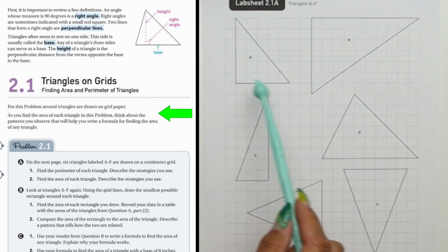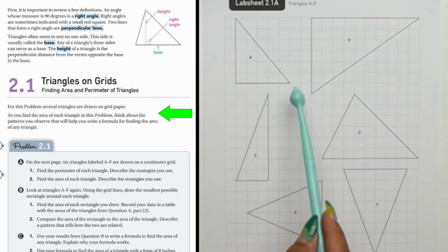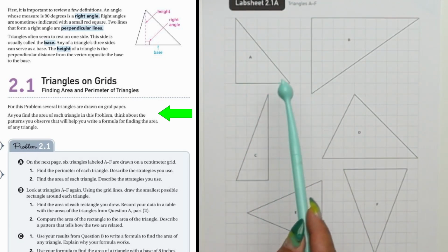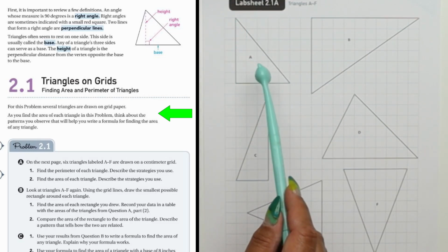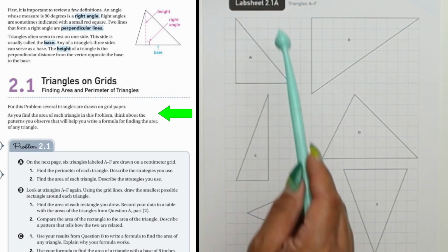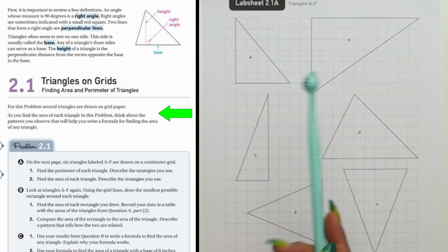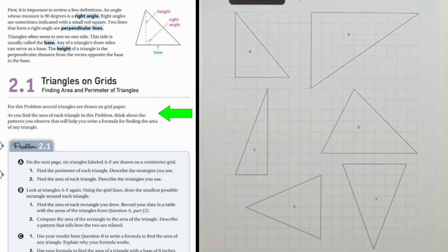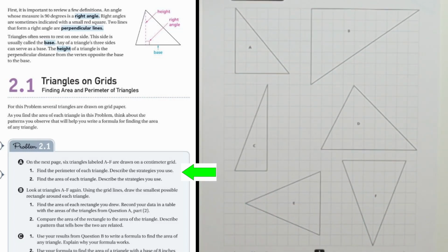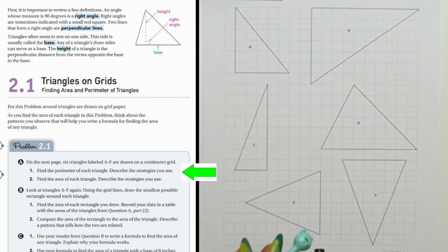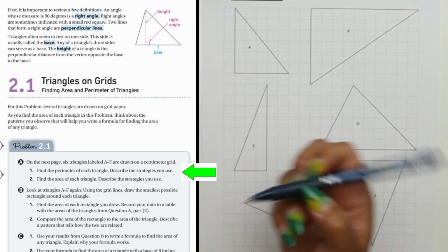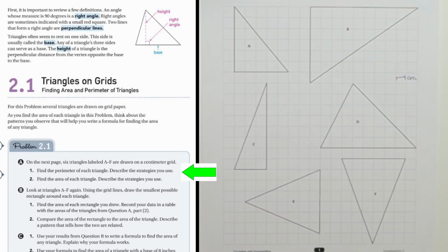So if you find the area of the imaginary rectangle around the triangle, you can find the area of the triangle by dividing the area of the rectangle in half. Before I give you the formula, if you don't know it already, let's look at problem A. There are 6 triangles, A through F, and they're drawn on centimeter grid paper. This unit of measure is a centimeter.